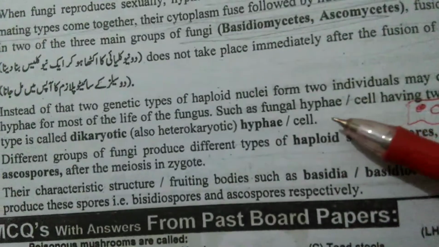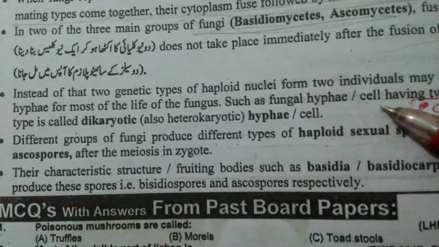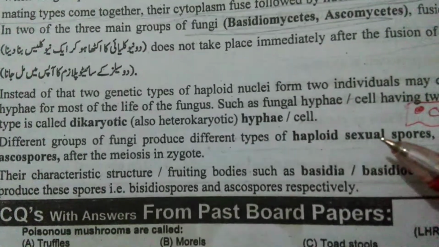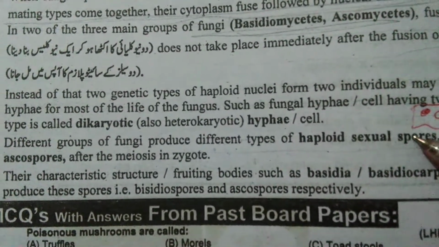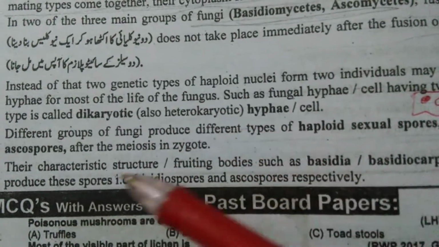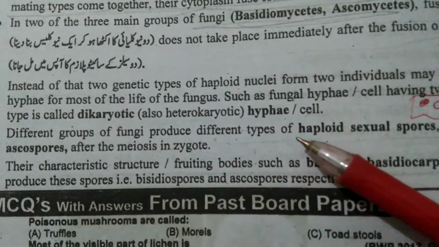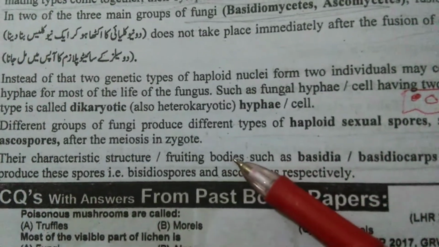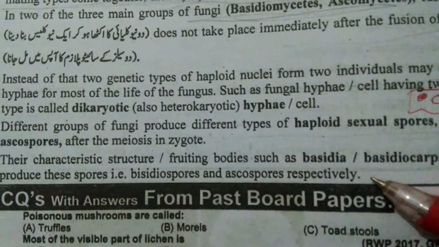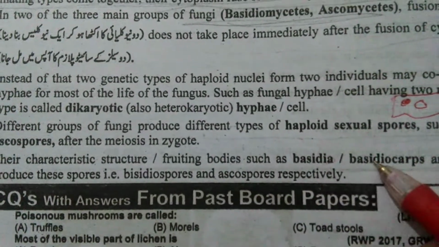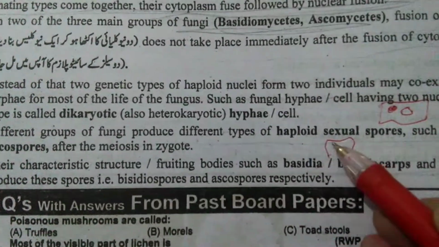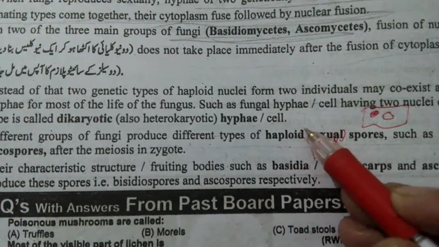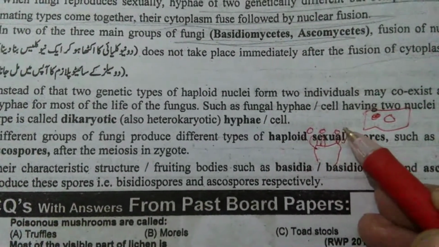The dikaryotic phase survives and is a lengthy phase, but after the fusion of the nuclei, meiosis takes place, and the haploid sexual spores are produced, which are the ascospores and the basidiospores. Ascospores are produced in ascomycetes, while basidiospores are produced in basidiomycetes. These are produced inside the fruiting bodies. For example, in the basidiocarp, the basidiospores are produced at the tip.